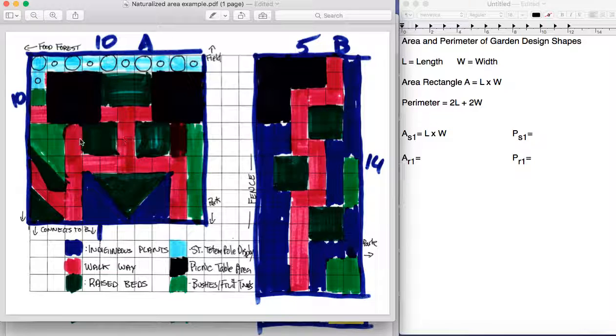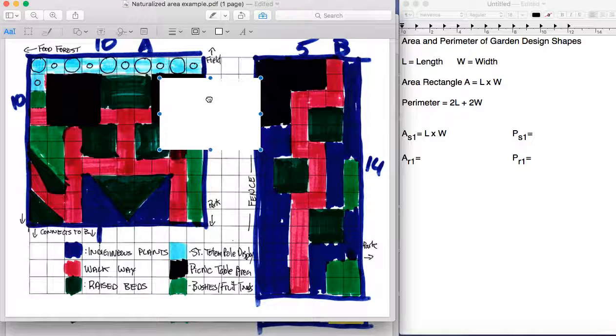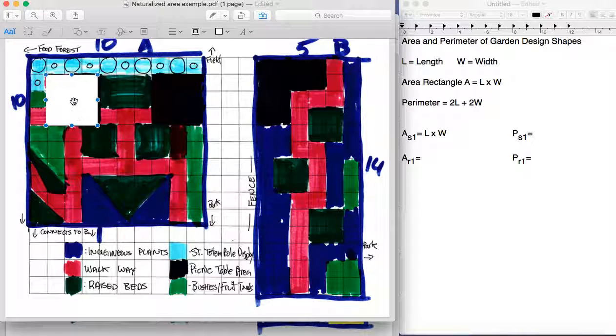Pretty straightforward. Some of my colors aren't very clear because this has been scanned, but this is a picnic area, and another picnic area over here. So what we're going to do is we're going to start looking for shapes. The big thing with shapes is that what you want to look for are the rectangles and squares that we're dealing with. So for example, you can see that if I shrink this down, I have a square there. It's the same square that I have over there.